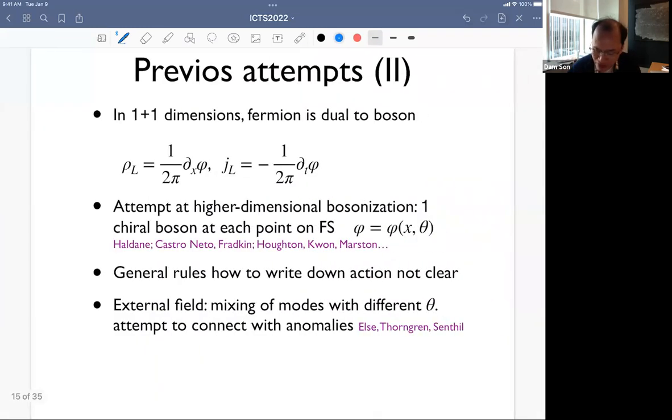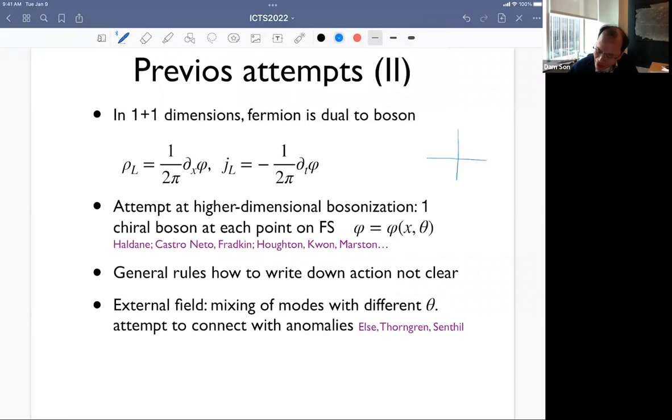Another attempt is to bosonize the system. In 1+1 dimensions, we know that a system of fermions can be described as a boson. In this bosonic picture, the current is the derivative, spatial or time derivative, of the boson field. On the other hand, an attempt to generalize the bosonization procedure to higher dimensions faces the same type of difficulty as in the case of the direct formulation of the Fermi effective field theory.